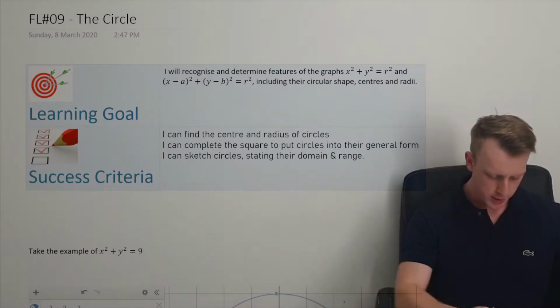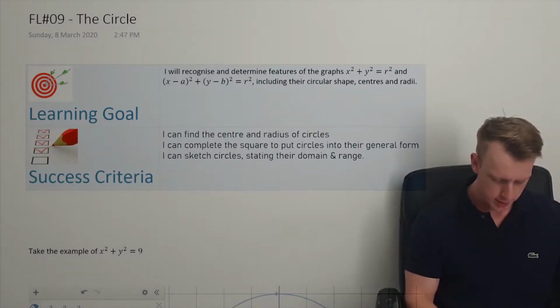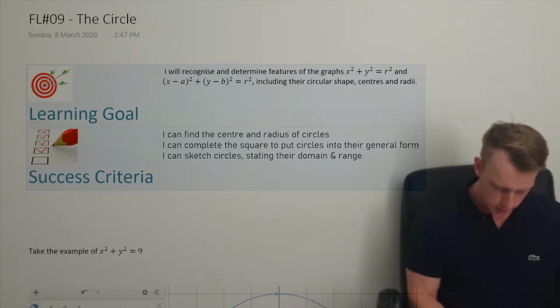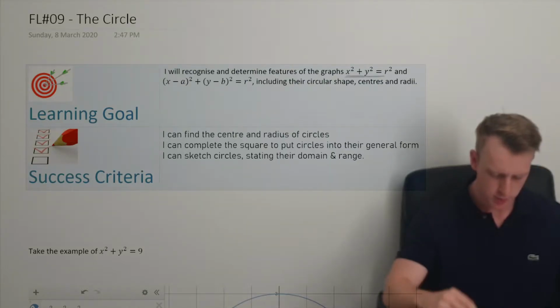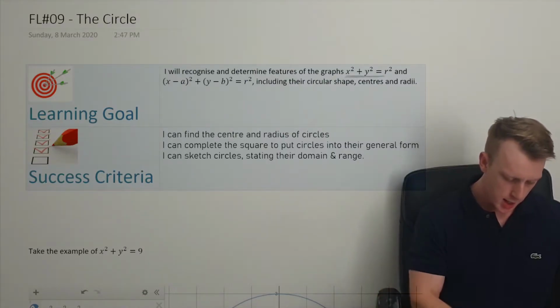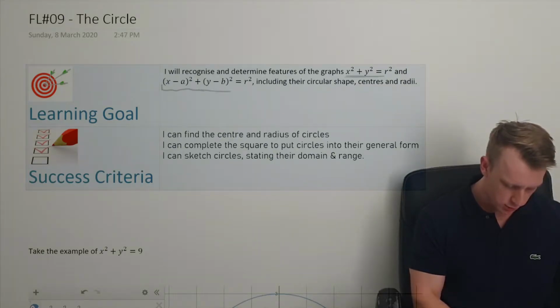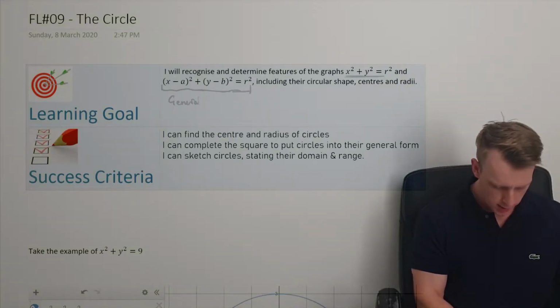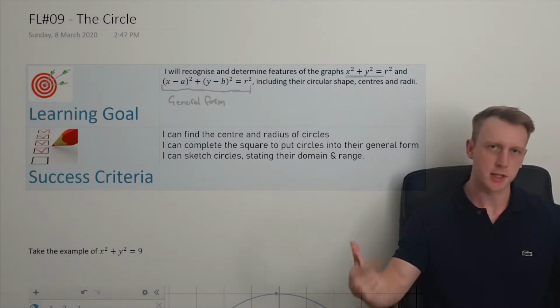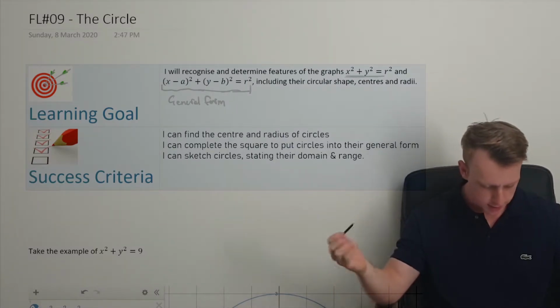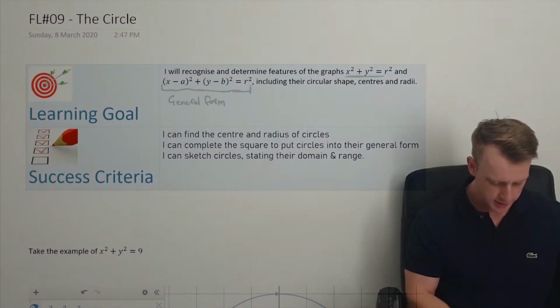Look at the circle. Now, learning goal here, we're going to recognize and determine the features of this graph here: x squared plus y squared equals r squared, and this is its general form, including shape, center, and radius. Alright, our little success criteria here.